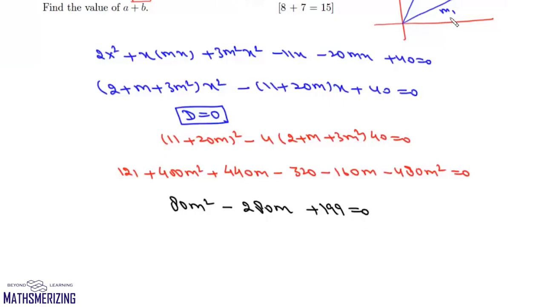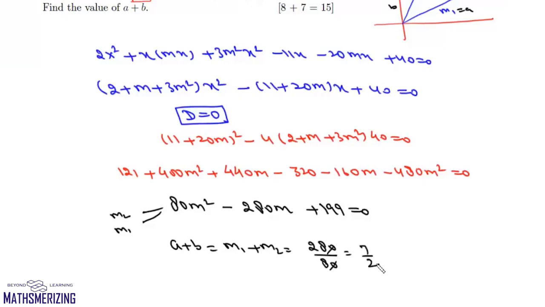Now there are two such tangents possible. So that means this equation will have two roots, m1 and m2. It says the smallest value is a and the largest value is b, so m1 is a and m2 is b. We just need to find the value of a plus b, which is nothing but the sum of roots m1 plus m2. For this equation, the sum of roots is minus b upon a, which is 280 upon 80, and that is 7 by 2. So the value of a plus b will be 7 by 2.